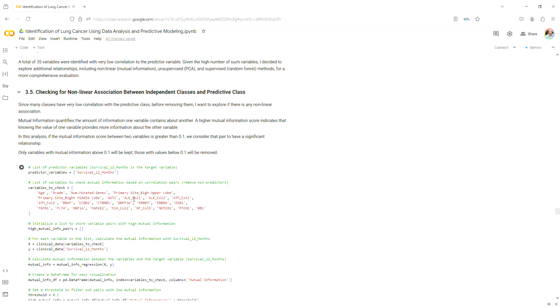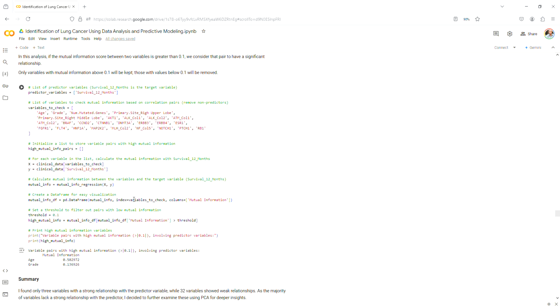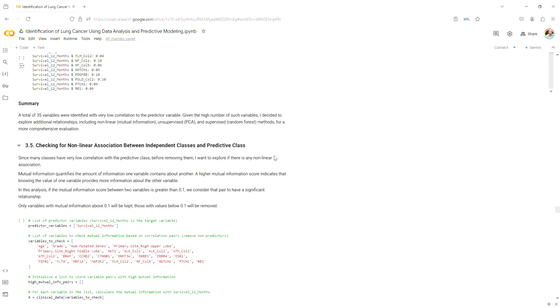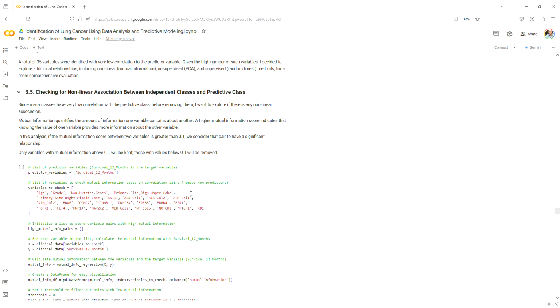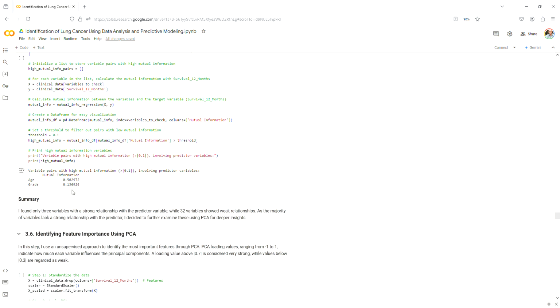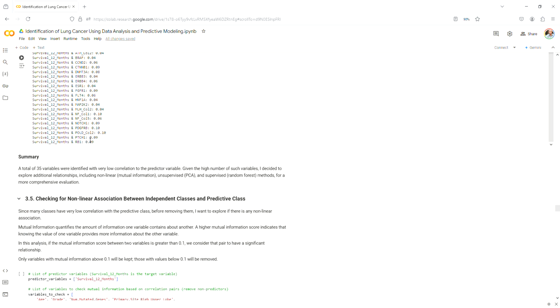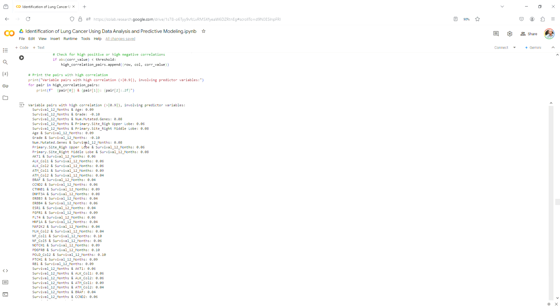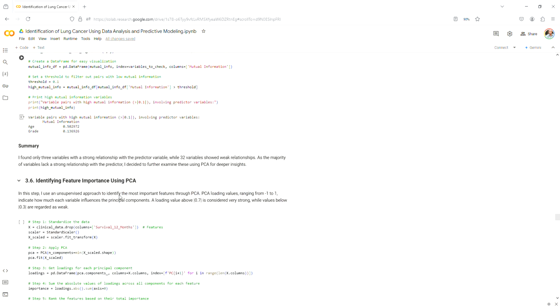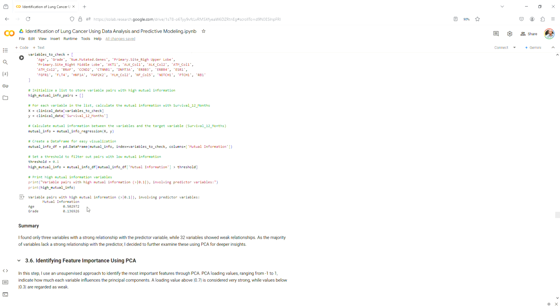So my first thought was, if there is any nonlinear relationship, mutual information is a very good way of finding it. So when we calculate mutual information and the mutual score between two variables is greater than 0.1, we can say they have some strong non-linear relationship. I only had two variables that have a good non-linear relationship among all these low ones. So I thought we can remove everything except these two.